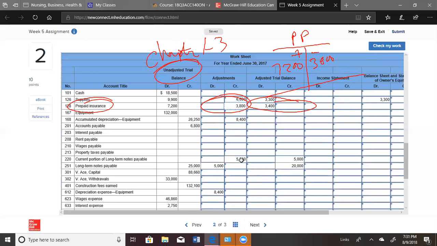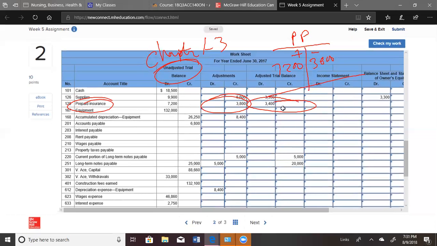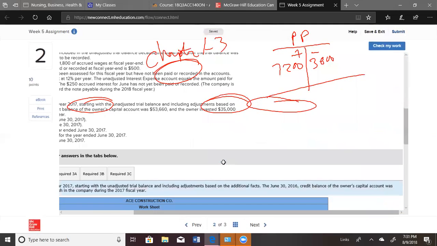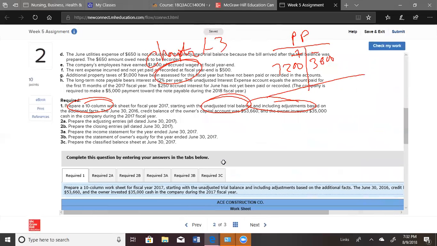All right, so I get that part. And then I basically just got to go back to the general journals and find out which chart goes with which. That's what I'm really confused about too, like required 1 or required 2A, which one goes with which. Just do required 1 and finish this part first.